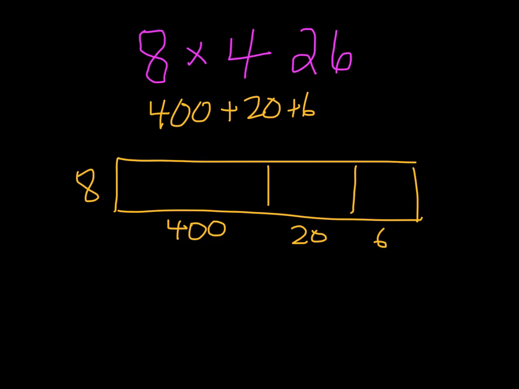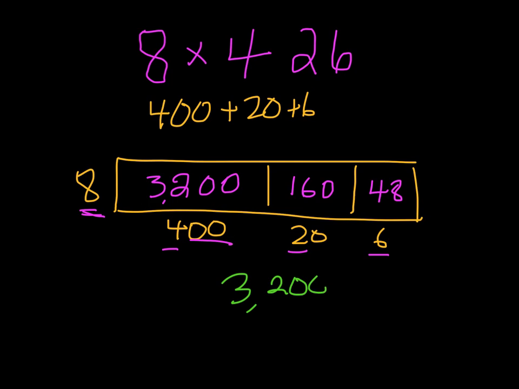So I look at my partial products. 8 times 4 is 32. Add my 2 zeros on, that makes 3,200. 8 times 2 is 16, plus the 0 makes 160. And 8 times 6 is 48. Those are my partial products. Then I just add them together.